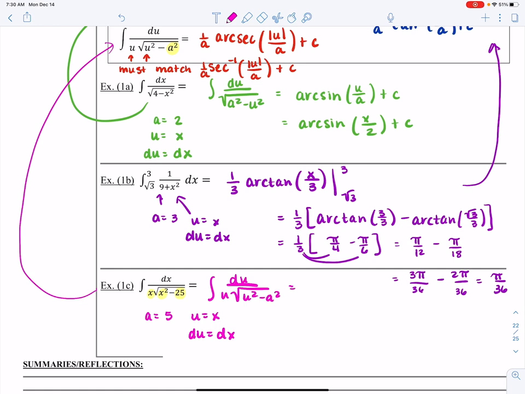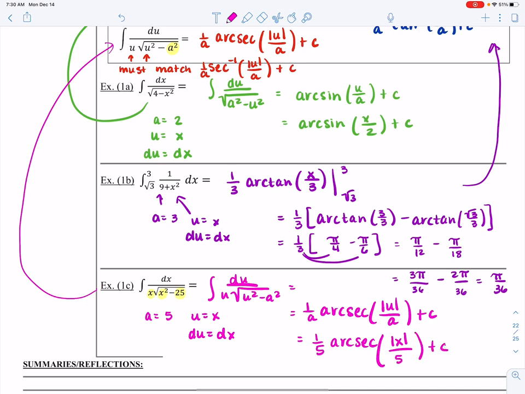Again, you don't have to rewrite it, which would give us 1 over a arcsecant absolute value of u over a plus c. Don't forget that absolute value, it's going to become important, so don't forget that piece of your formula. Substituting things in, I've got 1/5 arcsecant absolute value of x over 5 plus c.